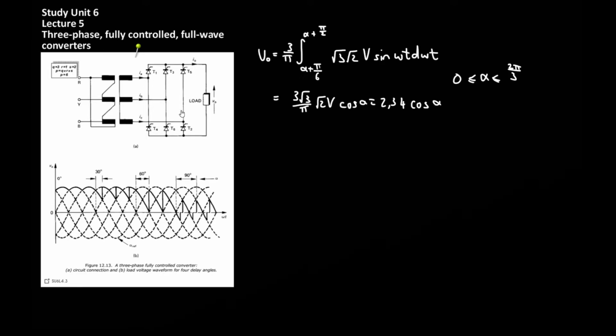So shown in this diagram is a three-phase fully controlled full-wave converter. It bears a lot of similarity to the half-wave converter, except now all the semiconductor devices are thyristors instead of being half thyristors and half diodes.